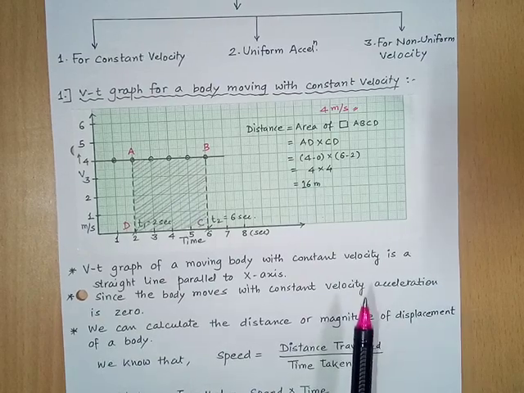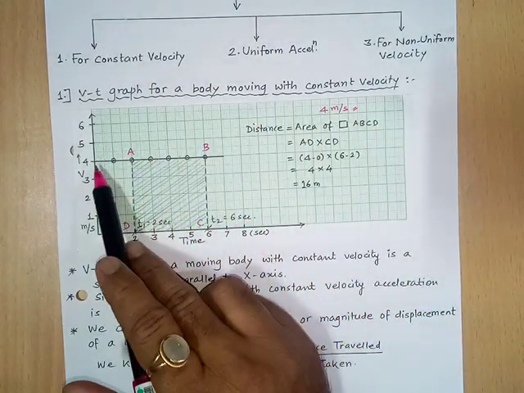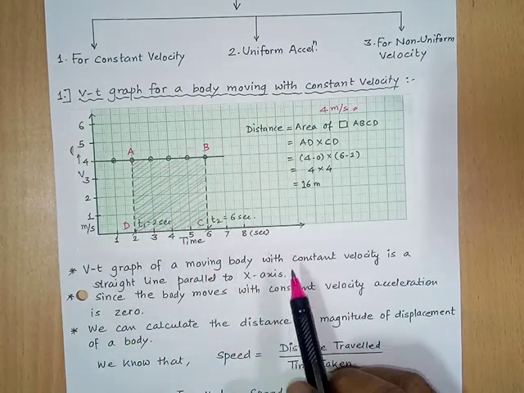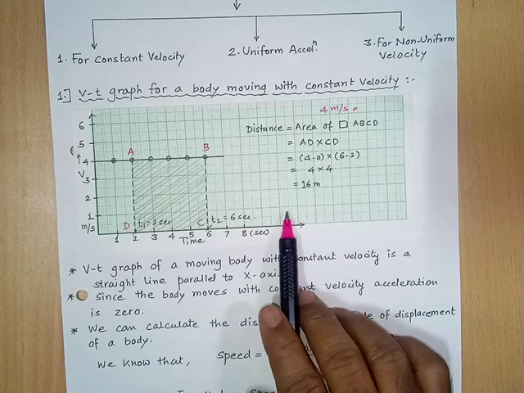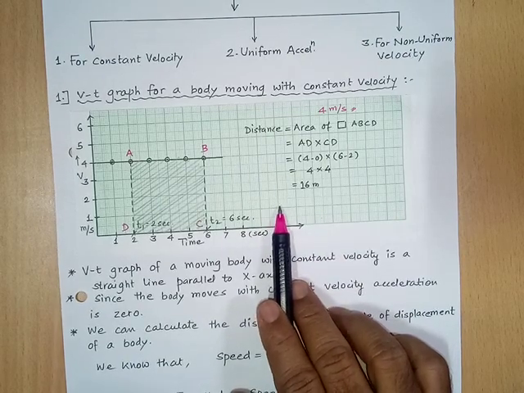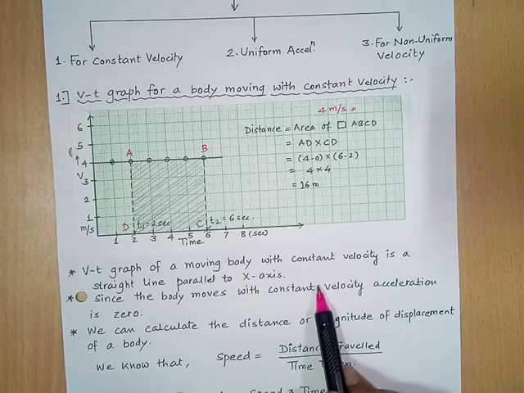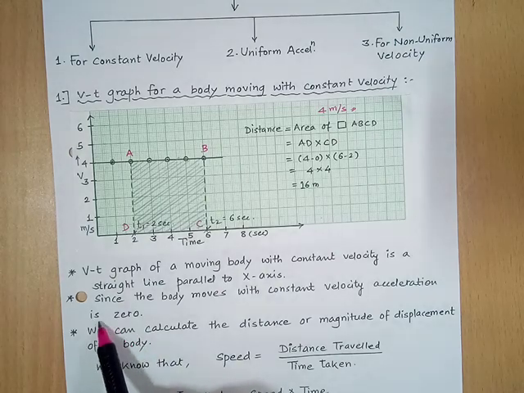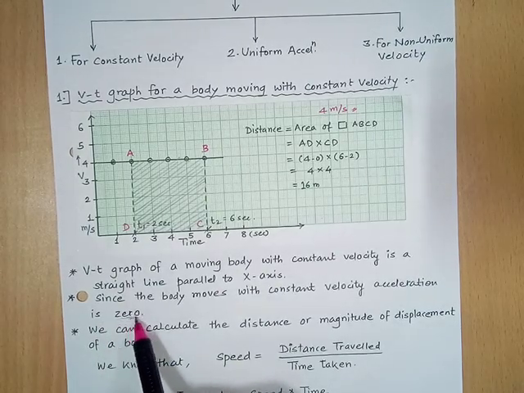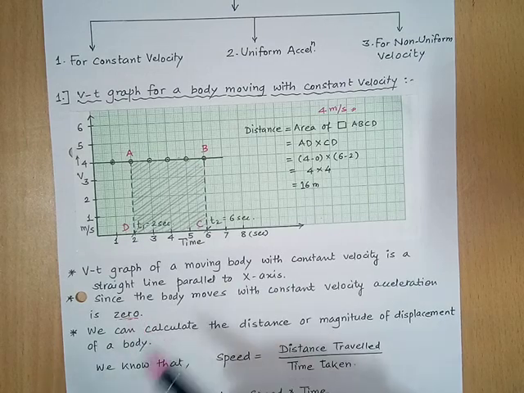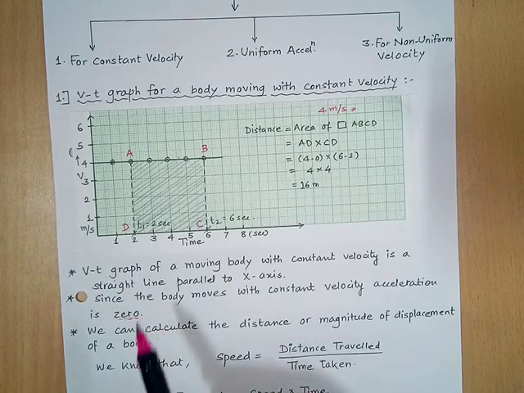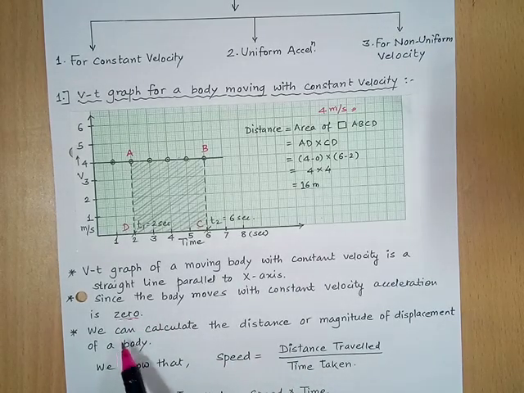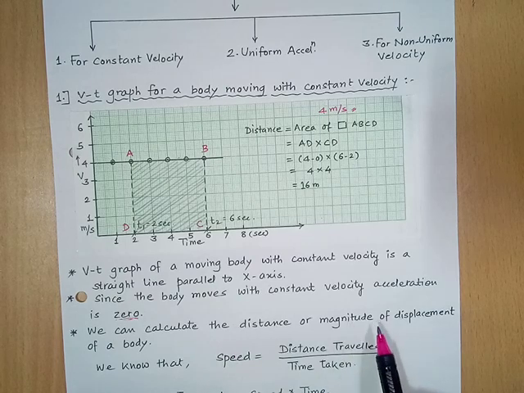So whenever you see in any numerical such a horizontal straight line parallel to the x-axis, you can understand that this type of motion is motion with constant velocity. Since the body moves with constant velocity, it does not have acceleration. That's why the acceleration is 0 here. There is no need to calculate the acceleration. You can directly conclude that there is no change in velocity, that's why the acceleration is 0. But we can calculate the distance or magnitude of the displacement covered by the body.